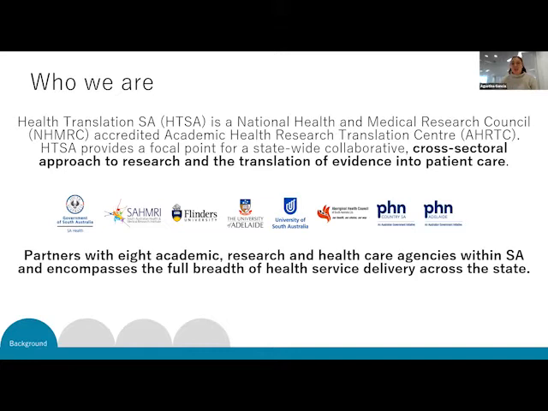And it's been shown that it can improve the translation of a research project into practice by remaining relevant and addressing the actual community's needs. At HTSA, we partner with 8 academic research and healthcare agencies, and we encompass the full breadth of health service delivery across SA. So we partner with all the universities, the PHNs, and we provide support to these organizations with regards to different aspects of research translation, consumer engagement being one of them. So that's where we sit.